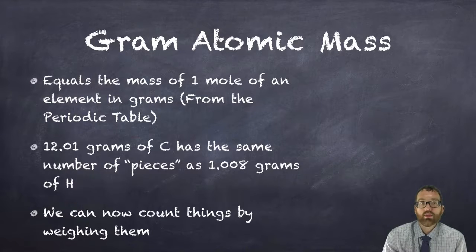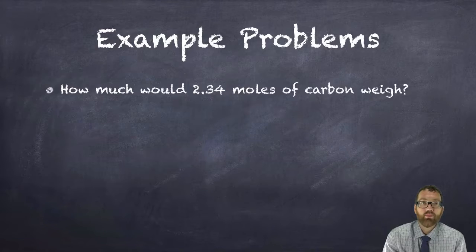So 12.01 grams of carbon has the same number of pieces, in this case atoms, as 1.008 grams of hydrogen. That means if you weighed out about 12 grams of carbon and 1 gram of hydrogen, and you counted the number of atoms in each, it would be the same. It would be Avogadro's number of atoms. So this is really convenient because we can now count things by weighing them. So let's do some example problems here.